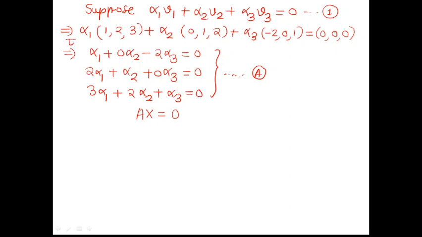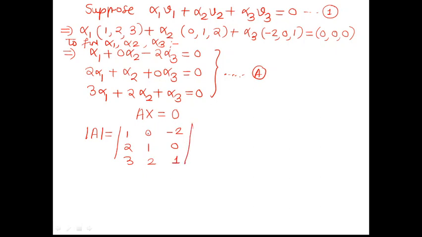Now, what do we wish to find here? We wish to find the values of scalars alpha 1, alpha 2 and alpha 3. So the unknown terms are alpha 1, alpha 2, alpha 3, and X is a column matrix of alpha 1, alpha 2, alpha 3. A is a coefficient matrix. As per our procedure, we will find the determinant of A. A is nothing but 1, 0, minus 2, then 2, 1, 0, then 3, 2, 1.